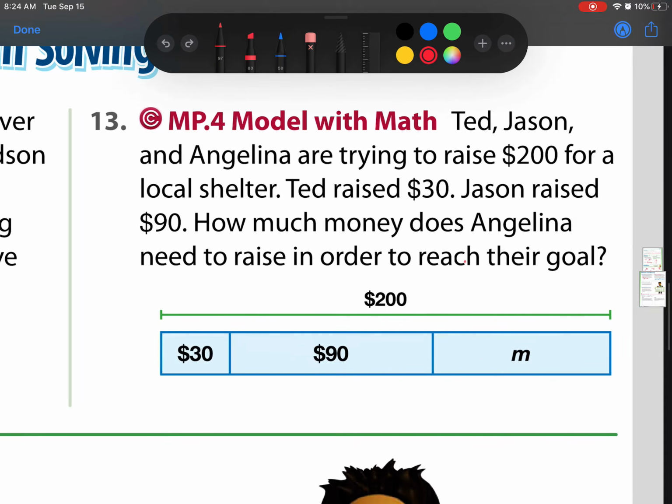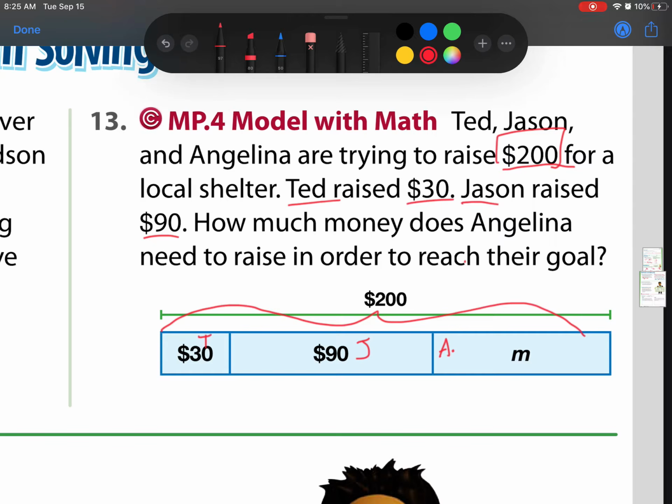Number 3, our tape diagrams, our favorite. Ted, Jason, and Angelina are trying to raise $200 for a local shelter. Ted raised 30. Jason raised 90. How much money does Angelina need to raise in order to reach the goal? So this is our total goal. So that means this whole tape diagram is 200. Ted raised 30. Jason raised 90. So we're looking for this mystery M for Angelina.